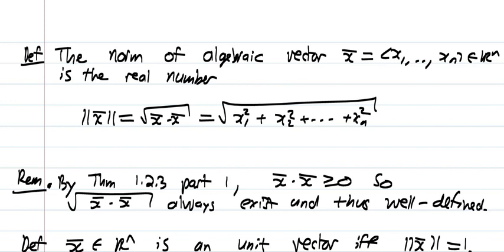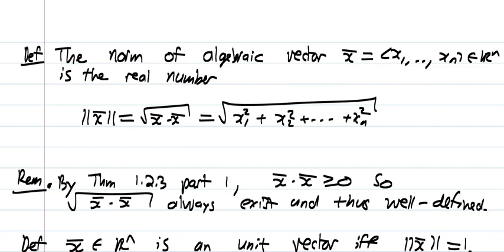The norm, we will see its geometric meaning later in this chapter. But for now, we say the norm of an algebraic vector x with components x1, x2 all the way up until xn, so it's an n-dimensional vector, is a real number, and it's defined as follows. The norm of vector x, notice the notation, is two vertical lines, vector x, and then two vertical lines. That is equal to the square root of x dot x, which, if you apply the definition of dot product, is the square root of x1 squared plus x2 squared all the way up until xn squared.